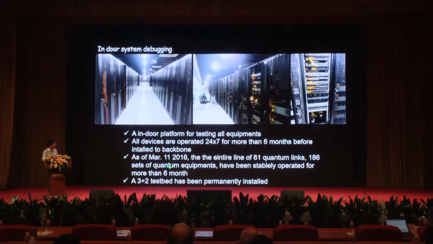Here there are 61 quantum links, because Tengyun borrowed one pair of the quantum devices and never gave them back. So at first we only had 61 pairs of devices, because originally it should have been 62. In total 186 sets of quantum devices, which is about half of the devices we finally used.